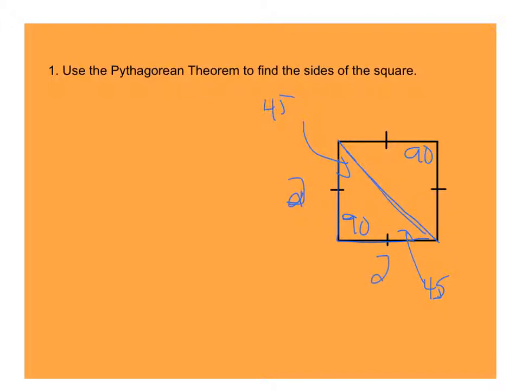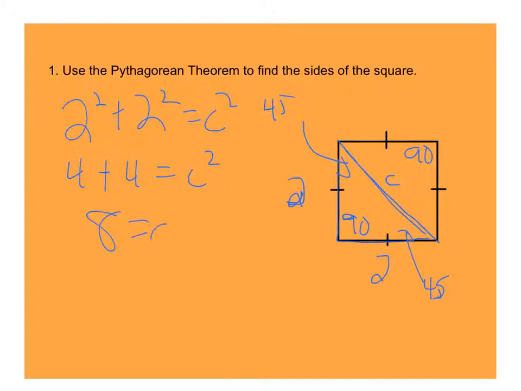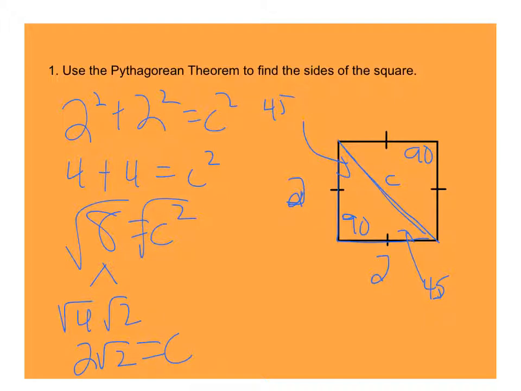Let's just say both sides are 2. According to Pythagorean theorem, to figure out my diagonal, that's going to be 2 squared plus 2 squared equals c squared. So that's 4 plus 4 equals c squared, and so that's 8. If I take the square root of that and simplify, that's the square root of 4 times the square root of 2. The square root of 4 is, of course, 2. So my hypotenuse is going to be 2 square root of 2.